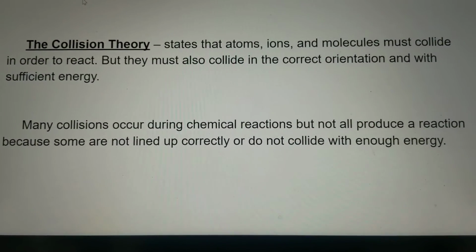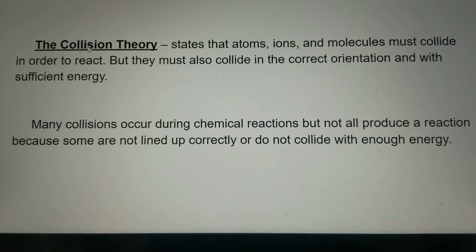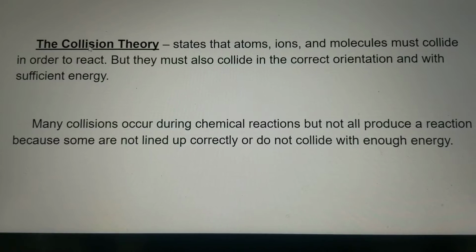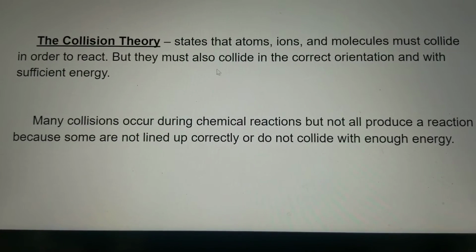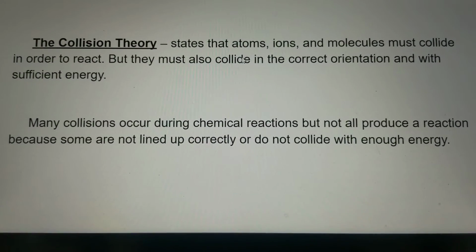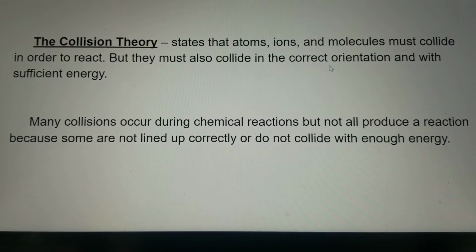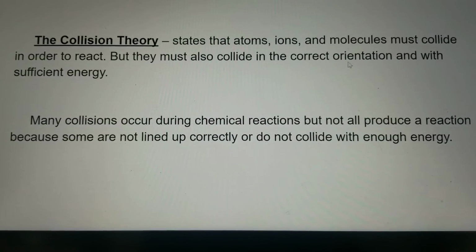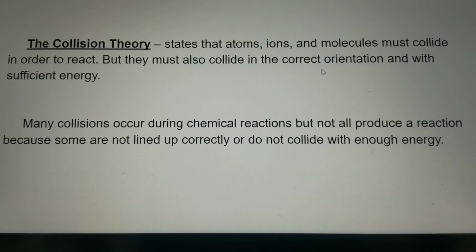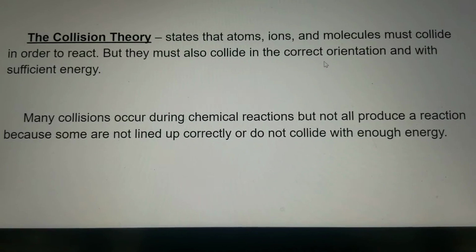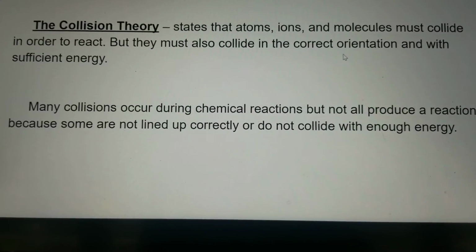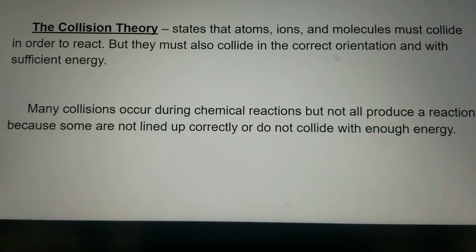So basically, you guys know collision means that two things come and bump into each other. They collide. So that has to happen. If there's no collision, then there's not going to be a reaction. So first of all, they have to collide. But it's not enough for them to just collide. They have to also collide in the correct orientation. What that means is that they have to line up correctly, like when you're putting a puzzle together. If the puzzle piece looks like it belongs there, but it doesn't match, it doesn't line up correctly, then it doesn't belong there. So they need to line up correctly.